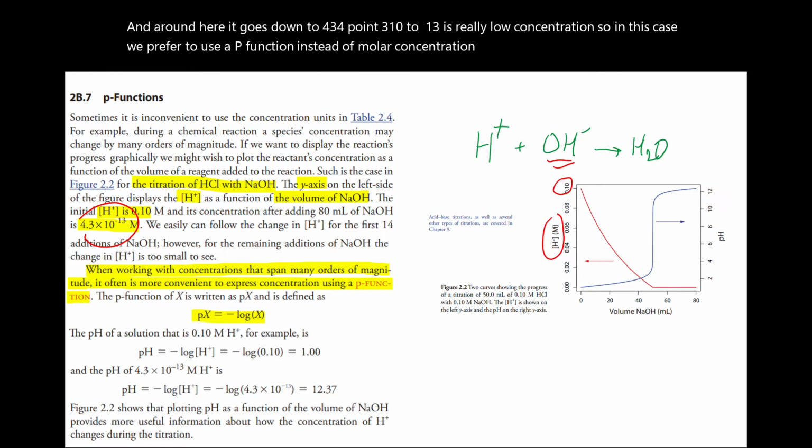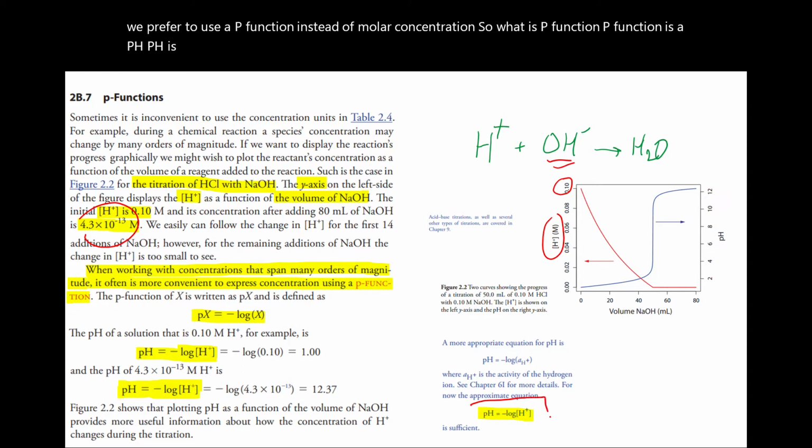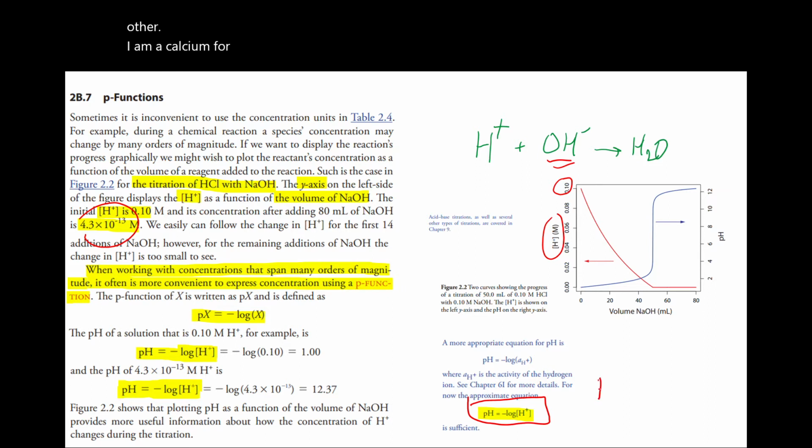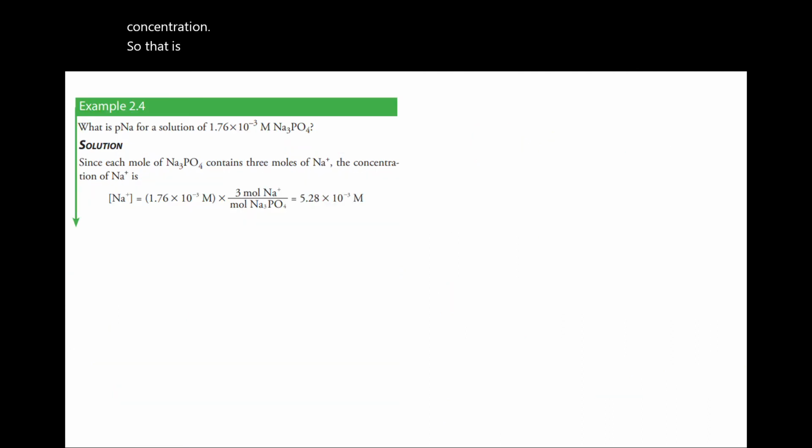So in these cases, we prefer to use a P function instead of molar concentration. So what is a P function? P function is like pH. pH is basically the negative log of hydrogen concentration. If we use any other ion, calcium, for example, pCa, that will be negative log of calcium ion concentration. So that is how we convert a concentration to pH or P, whatever the ion we're dealing with.